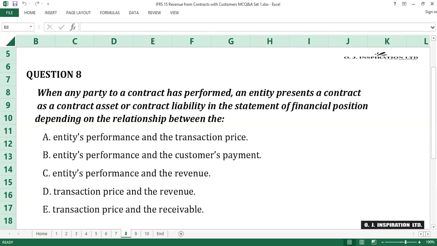Question number 8. When any party to a contract has performed, an entity presents a contract as a contract asset or contract liability in the statement of financial position, depending on the relationship between the A. Entity's performance and the transaction price. B. Entity's performance and the customer's payment. C. Entity's performance and the revenue. D. Transaction price and the revenue. E. Transaction price and the receivable. Time counts.